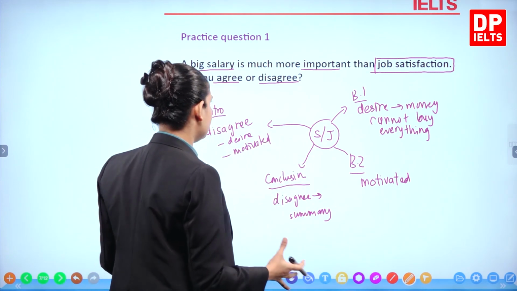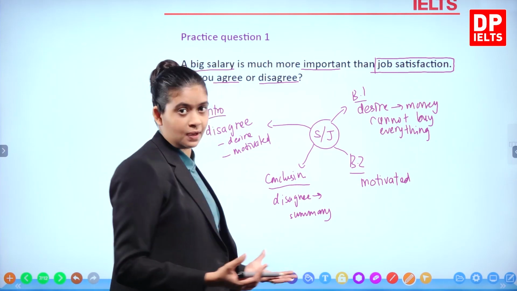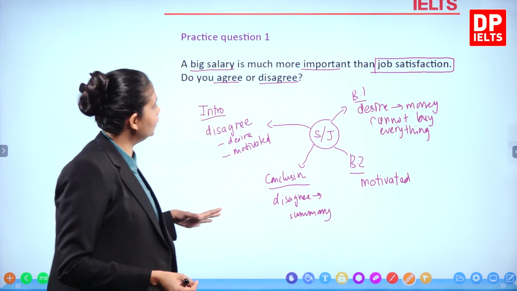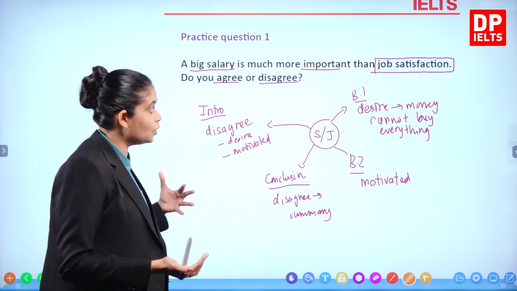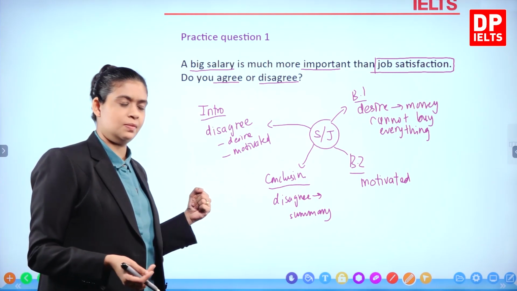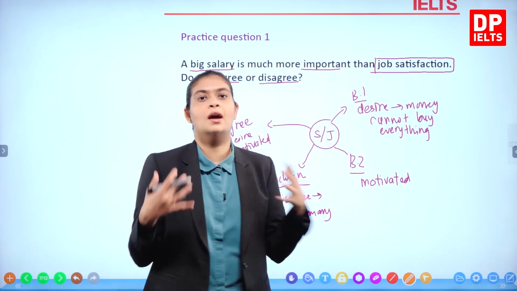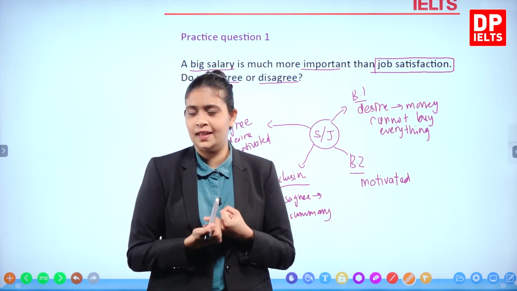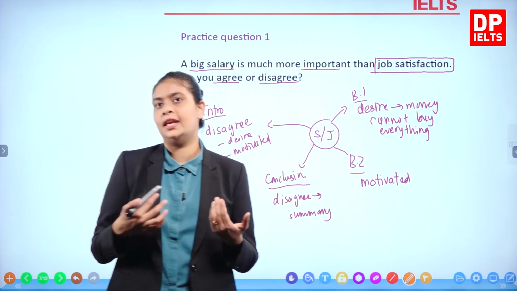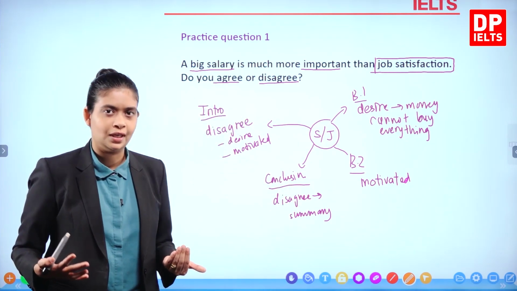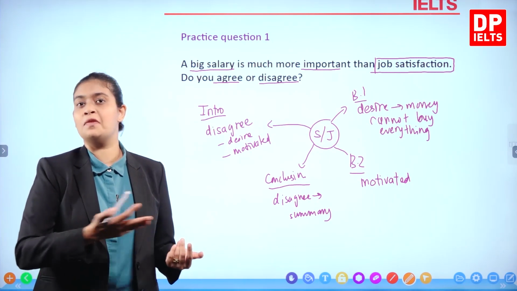So this is my sketch, this is my outline. I'm going to disagree that a big salary is more important. I'm going to say no, job satisfaction is what is important because of that accomplishment, the desired feeling that I get, because I believe that money cannot buy everything. It cannot buy happiness, it cannot buy everything under the sun.